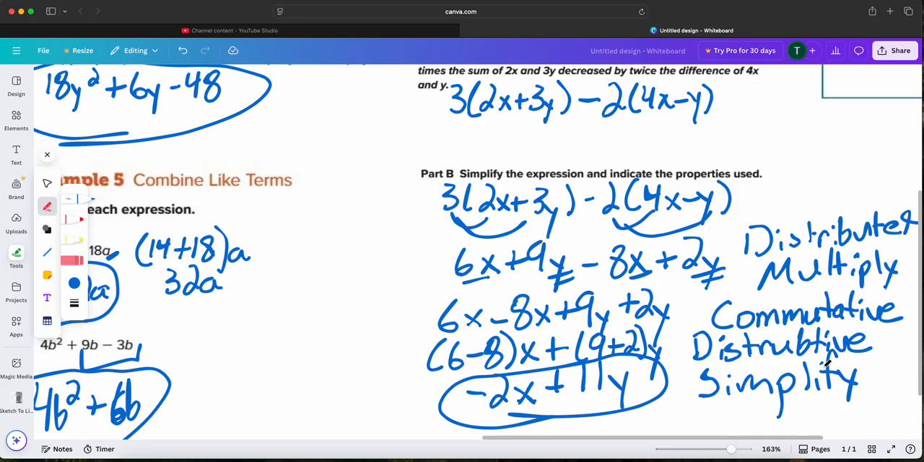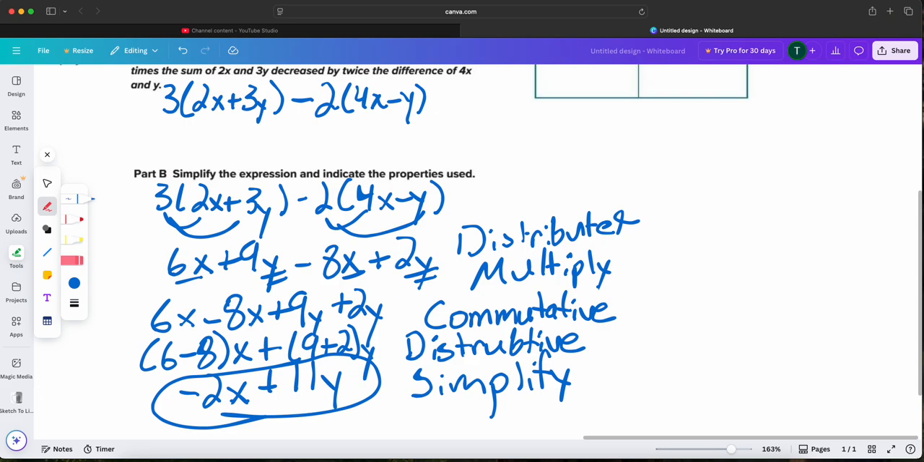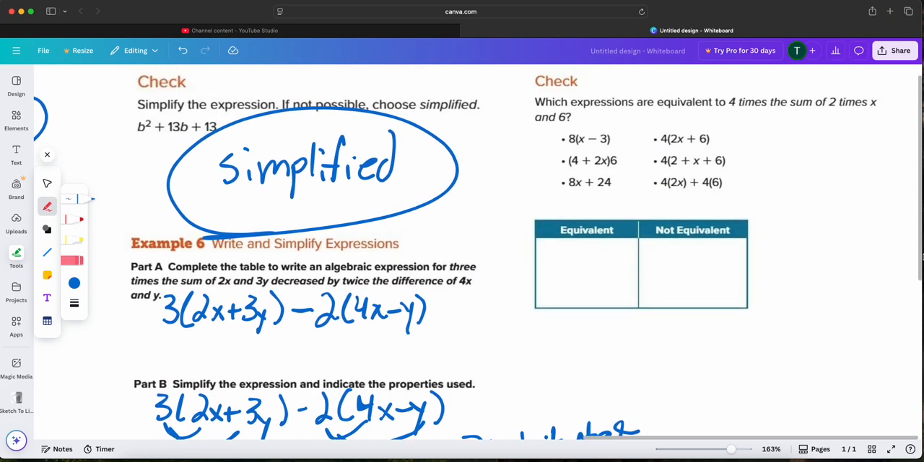So we have one more problem to go through here. So for this problem, they give us a whole bunch of terms and they want us to put the equivalent ones in this box. So which expressions are equivalent to 4 times the sum of 2 times x and 6? So we have 4 times, and then in parentheses it says sum of 2 times x and 6. So that's what we're adding. So it's equivalent to that first dot here on the right. So that. Now we would see what else it's equivalent to.